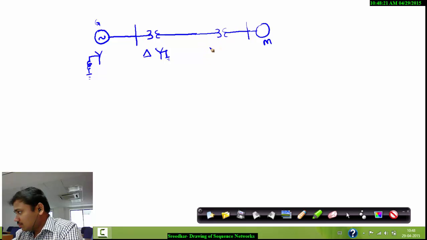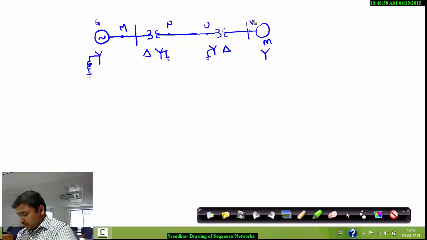This is a star-grounding delta transformer, and this is normal star without any neutral. So here there are certain markings. Let us say this is M, this is N, this is U, this after the transformer is V.